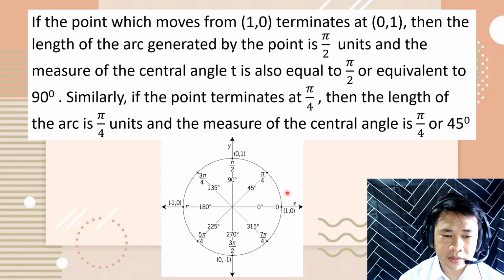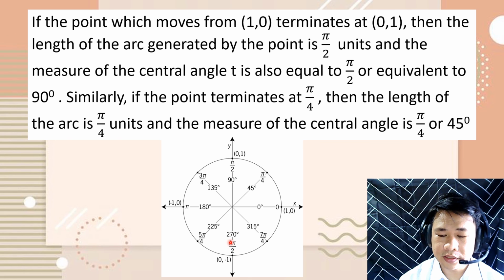If the point terminates on another point, like for example (-1, 0), the measure of the central angle is pi, or equal to 180 degrees, and so on. So we have 5 pi over 4, which is equal to 225 degrees. And we also have 3 pi over 2, which is equivalent to 270 degrees.